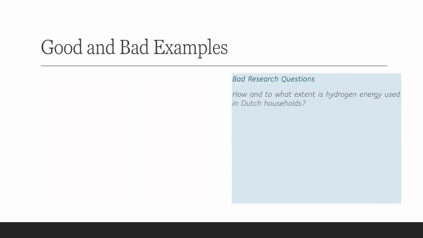And the research question should be based on the research objective. They should be in line with each other, consistent with each other. So the bad example here is: how and to what extent is hydrogen energy used in Dutch households? The same as what I have mentioned before, this one clearly indicates that we need to use a questionnaire survey, a quantitative research to investigate the knowledge level.